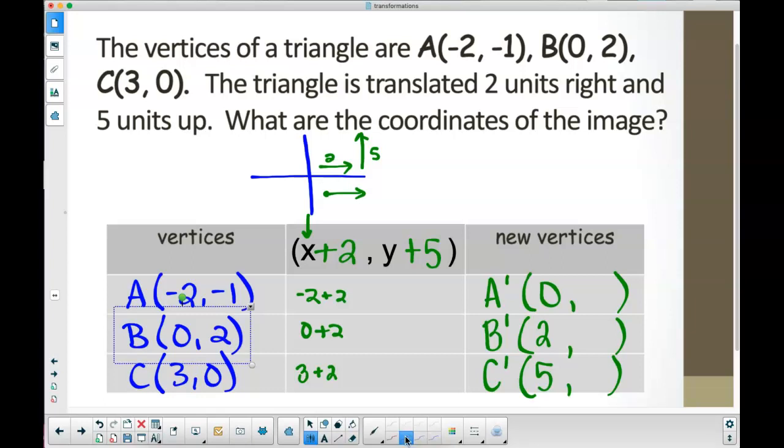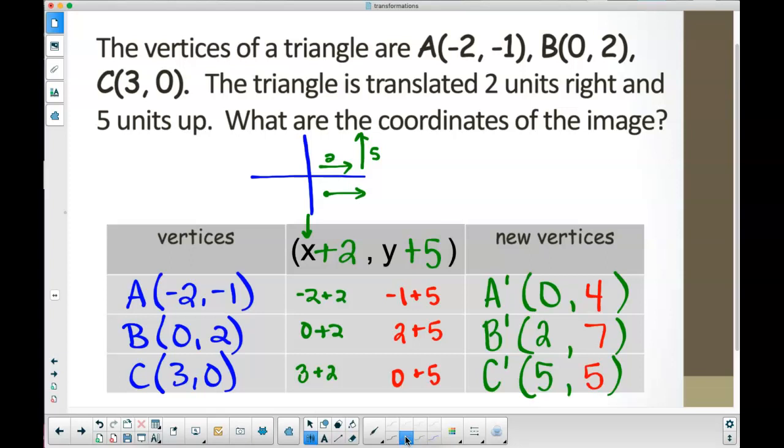Okay, then we're going to do the second ones. We have to take whatever Y is and add 5 to it. So -1 plus 5. It's -1 plus 5. Okay, 4. Then we have to do 2 plus 5. 2 plus 5 is 7. And finally, 0 plus 5. 0 plus 5 is 5.